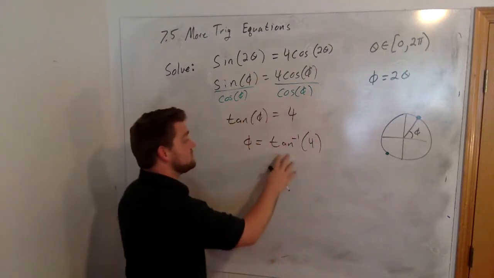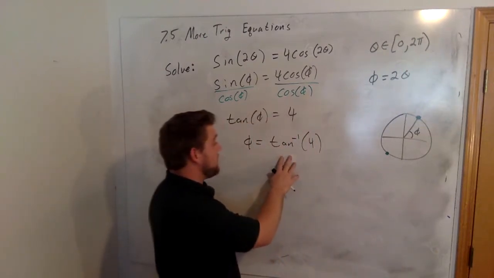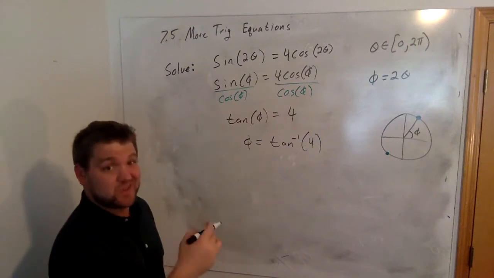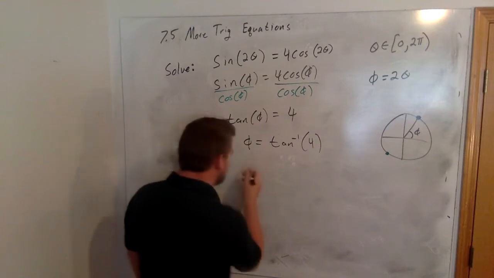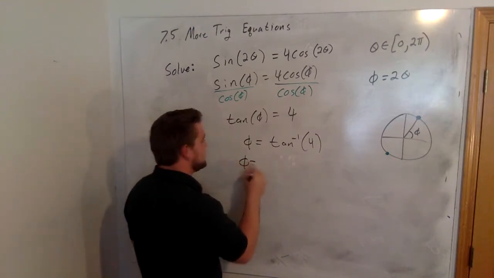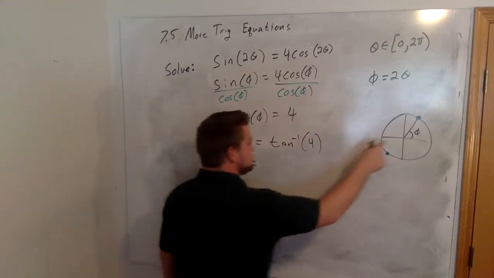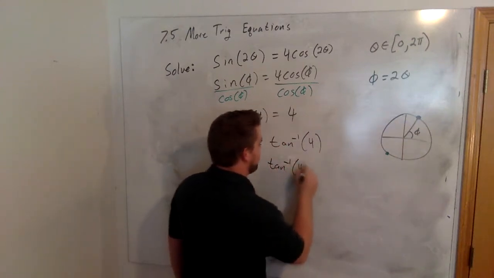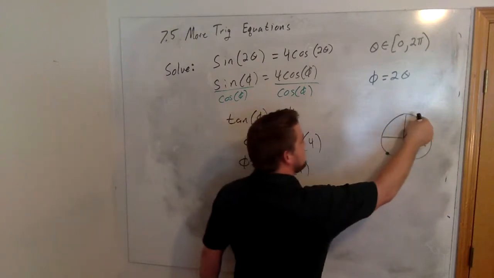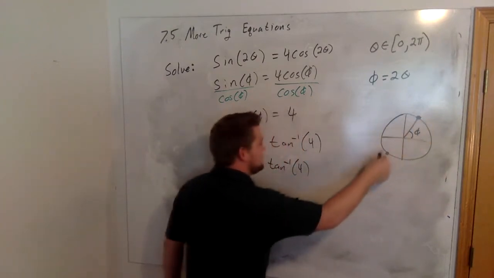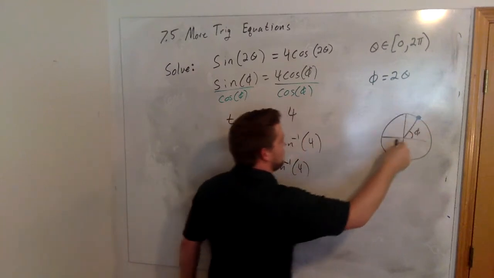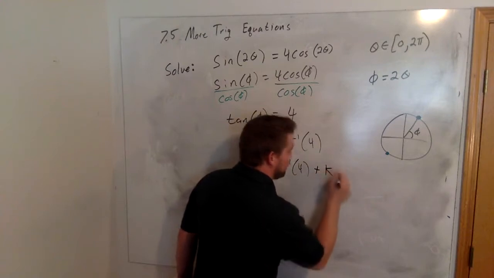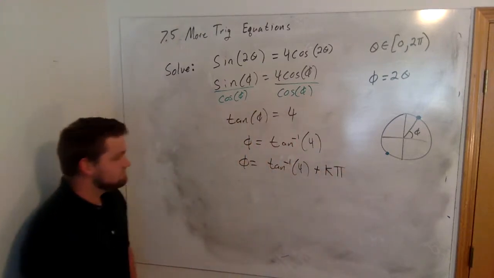Now, I could go ahead and find a decimal approximation for this, but I'm going to hold off on that because we're going to need to do a lot of calculator button pushing. You'll see what I mean in a second. So here, I know that phi is going to be equal to tan inverse of 4. This is the one your calculator is going to spit out, but we also need to think about adding multiples of pi to this. So it's going to be tan inverse of 4 plus multiples of pi.